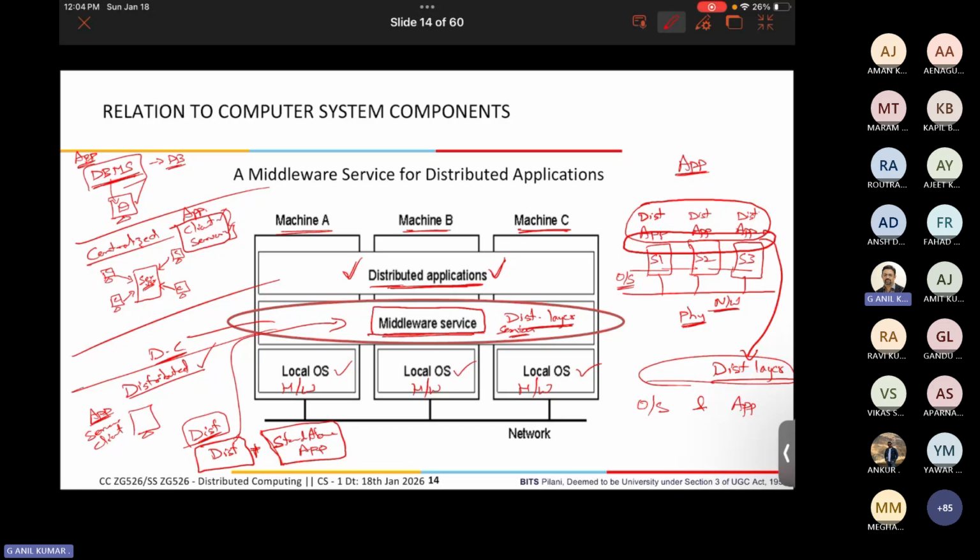Able to understand? Yes. Sir, Google Drive and OneDrive can be examples of a distributed application. Yes. Perfect.